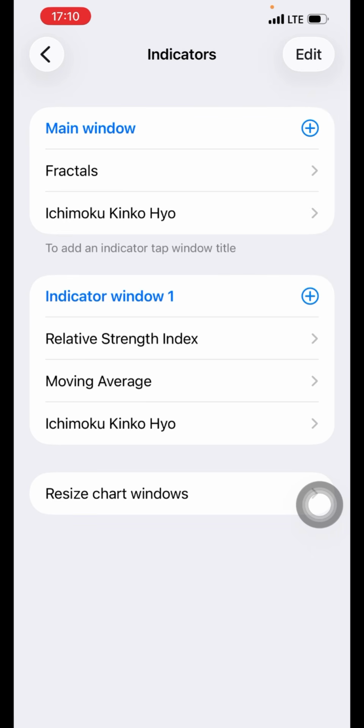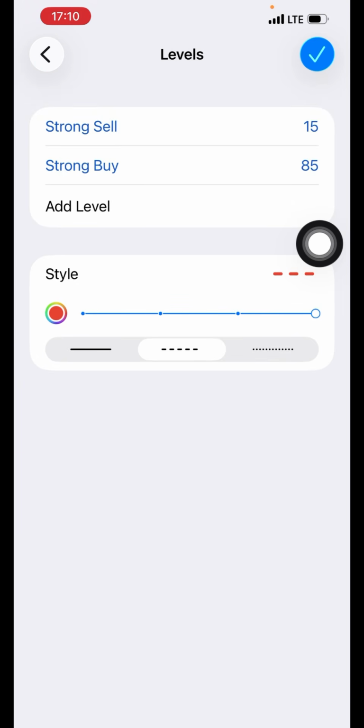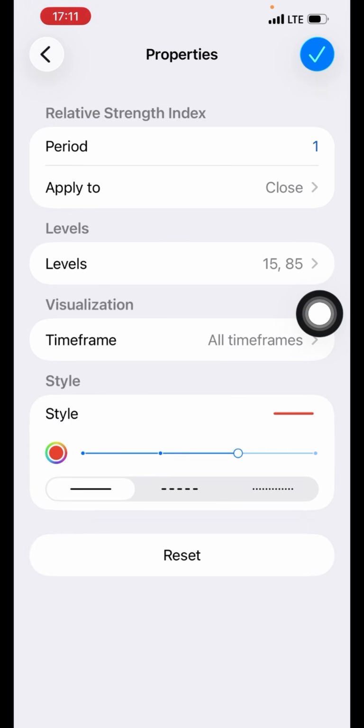Next we have the relative strength index. You are going to be clicking on this main window plus icon again, and you search for relative strength index. For the relative strength index, you make the period 1, apply to close, and set the levels. If you have been following me for the longest, you already know my levels. You make the first one 15 and indicate it as strong sell here. Then the second level, you make it 80, and you indicate it as strong buy here. The color for the star is red, 4 pixel. You click on done. Then next we have the time frame, you make it all time frame.